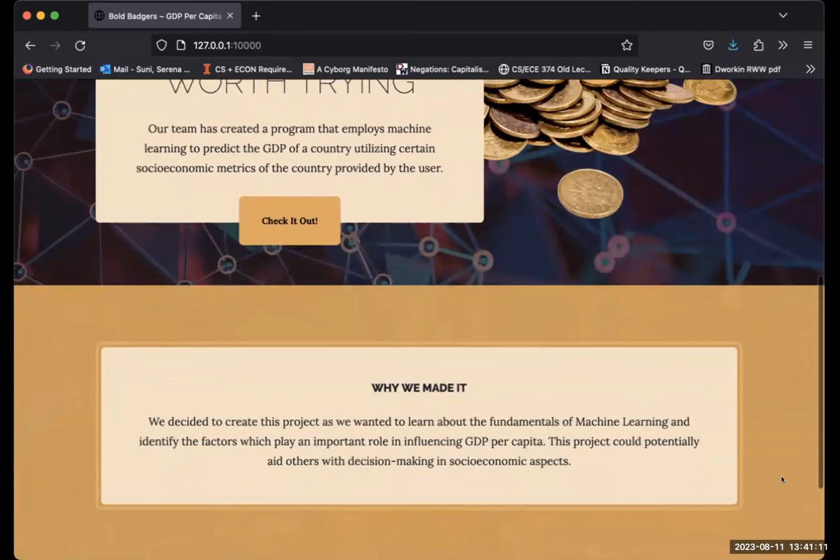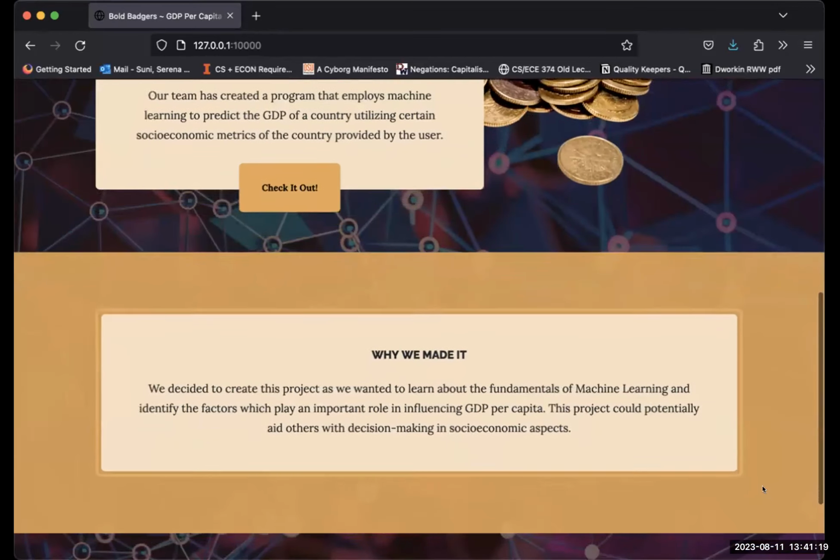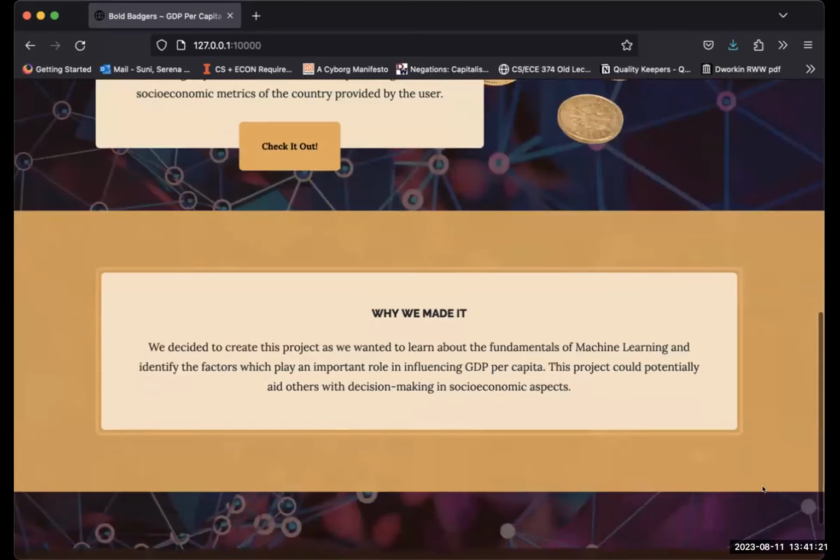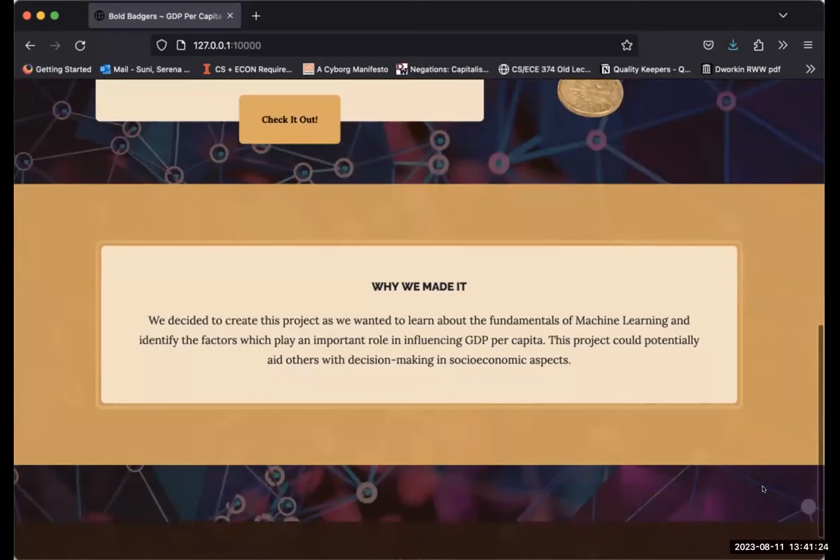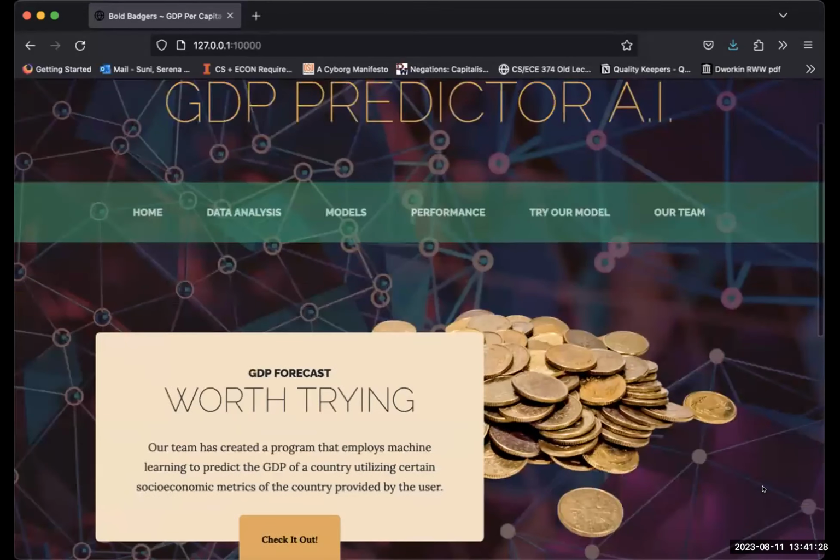And why we made it: we decided to create this project as we wanted to learn about the fundamentals of machine learning and identify the factors which play an important role in influencing GDP per capita. And this project could potentially aid others with decision-making in socioeconomic aspects.